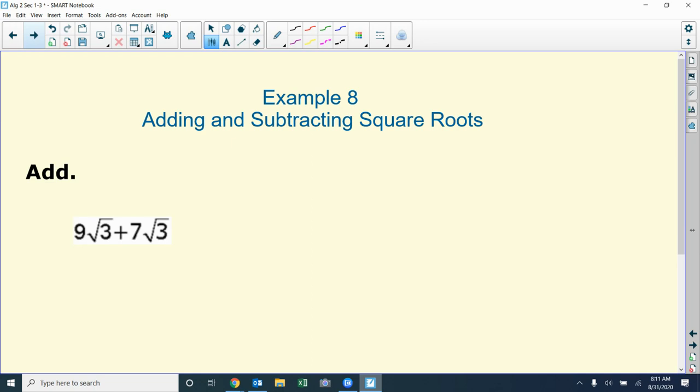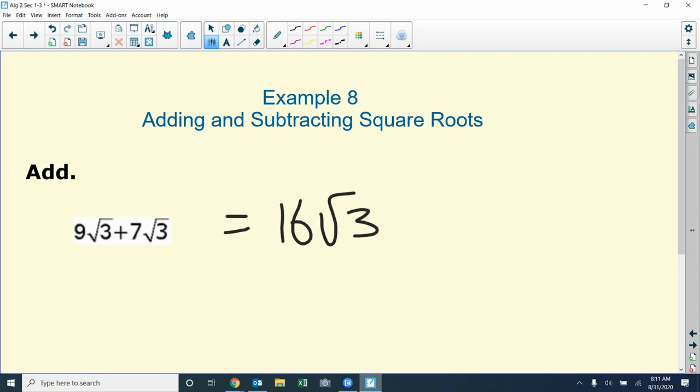Okay? So we're just adding 9 and 7, and of course we get what? 16 square roots of 3. Woo-hoo. We'll take the whole quiz like that, wouldn't we? Yes, we would. They have to be the same.